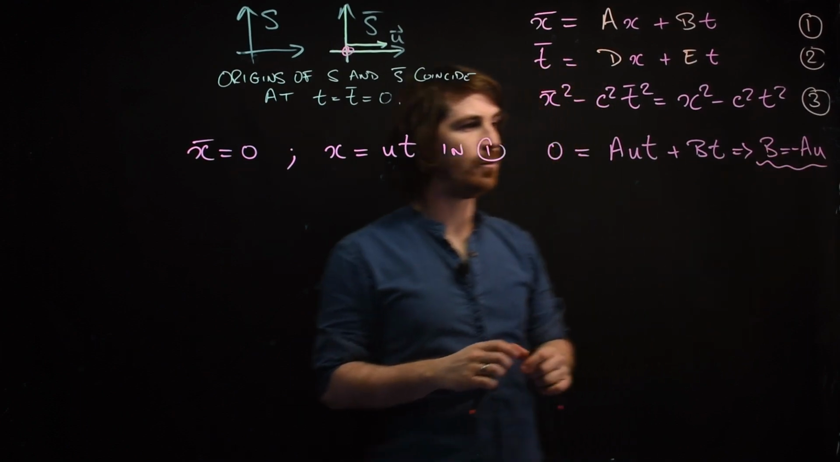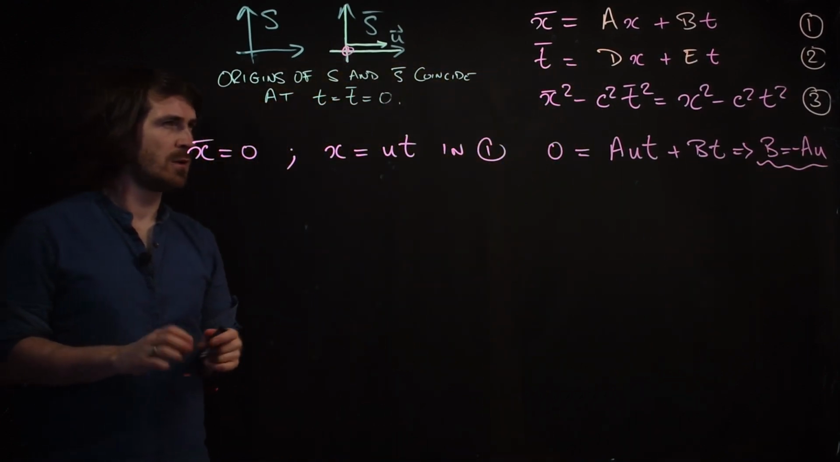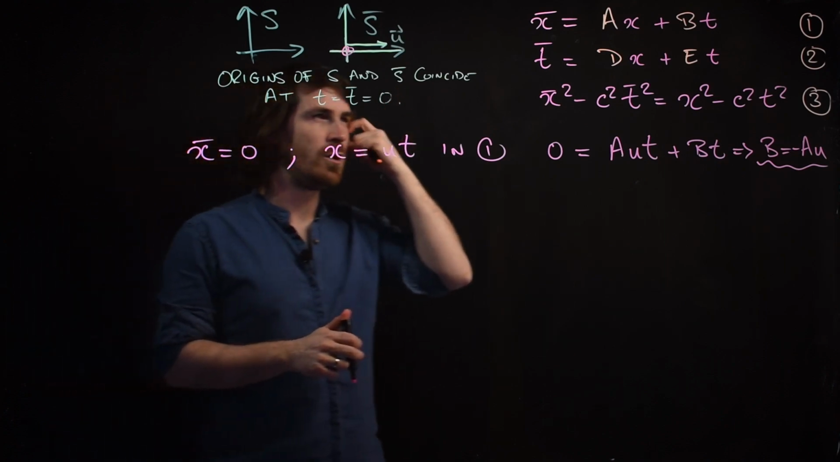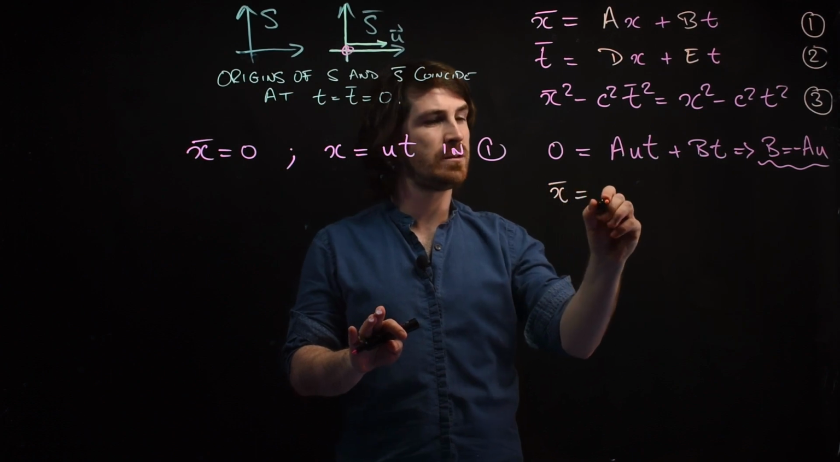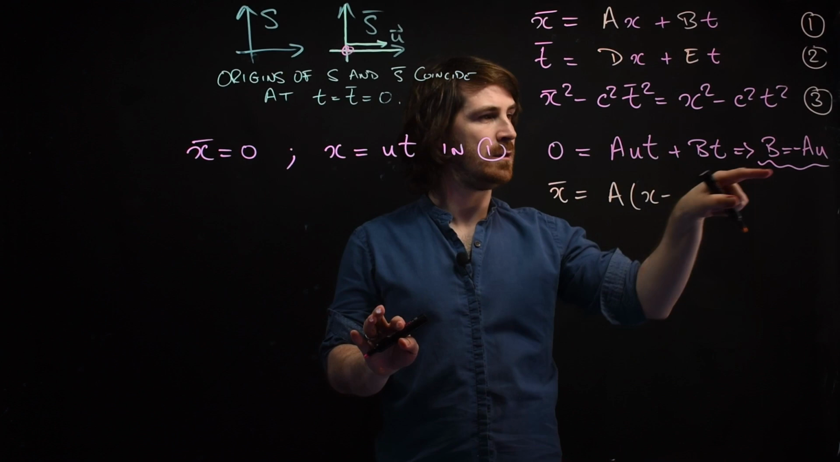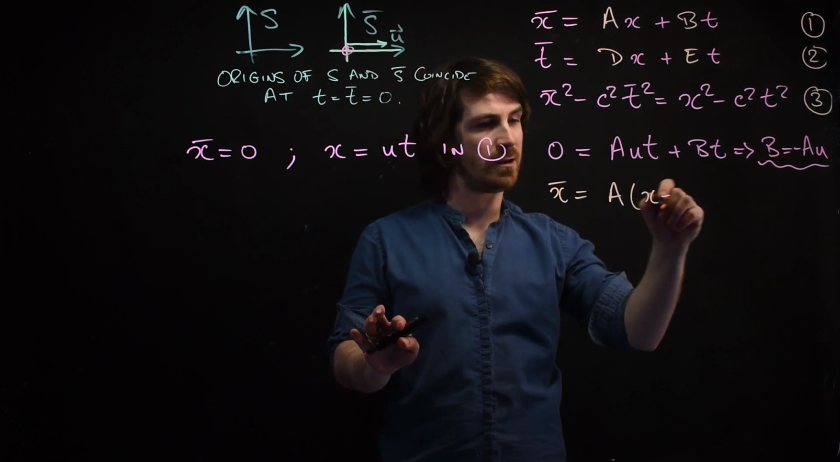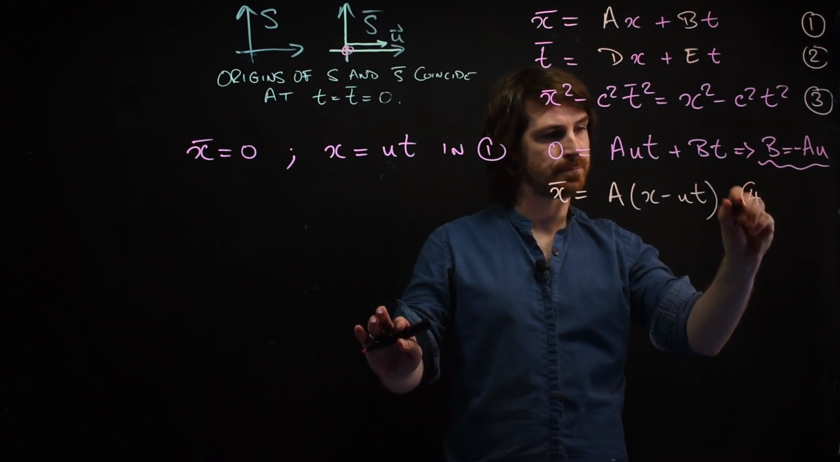Okay, so we've got one of our constants already, or eliminated one. So that lets us rewrite equation 1. It's now x bar equals a x minus, instead of bt, we have minus a ut, so we can take the a at the front, and we've got a (x minus ut). And let's call this equation 4.